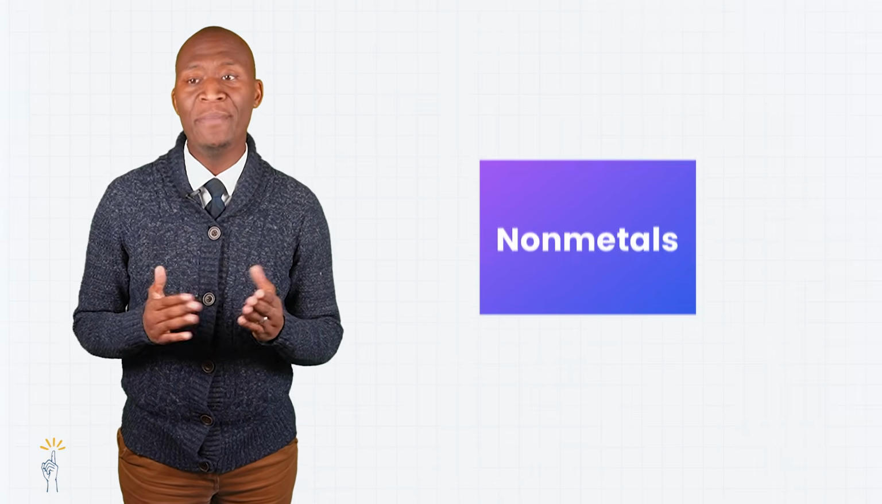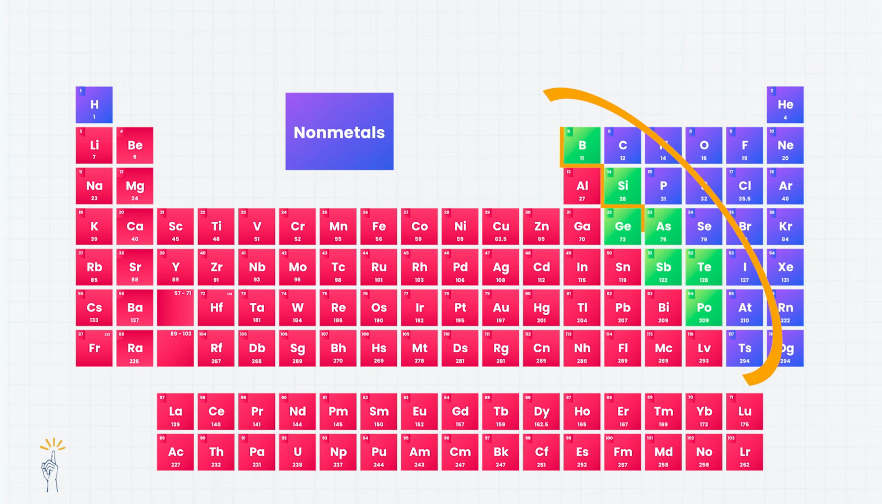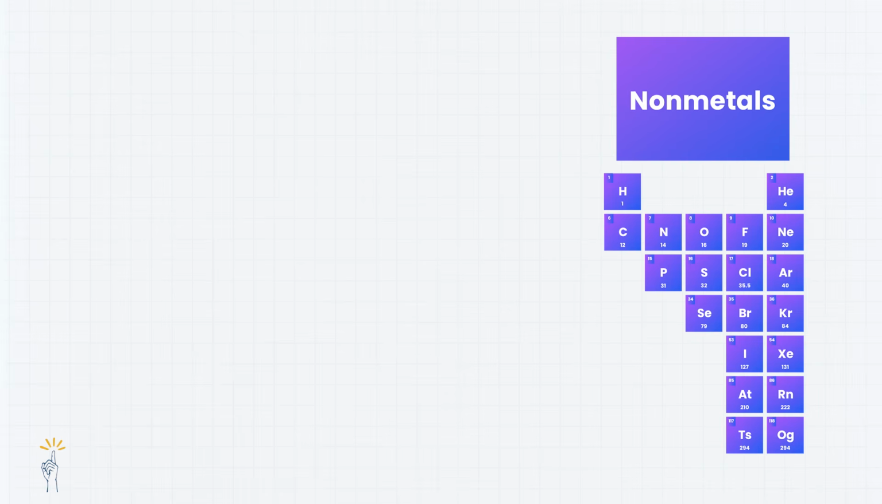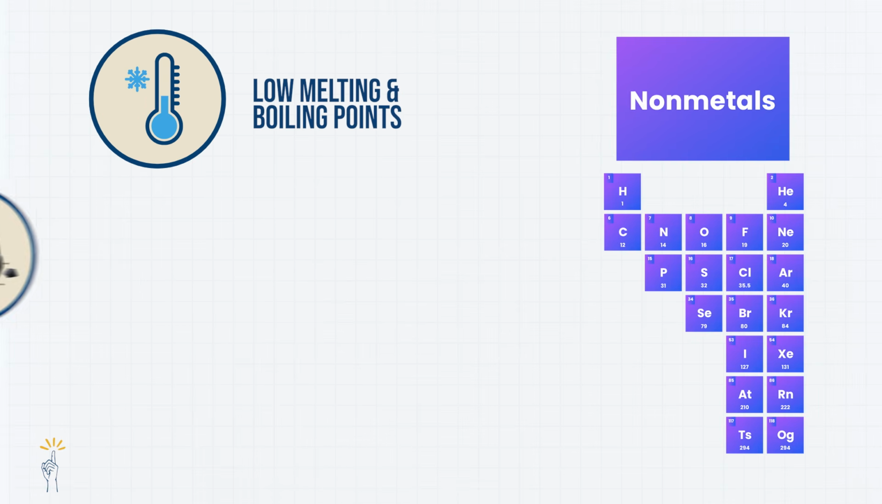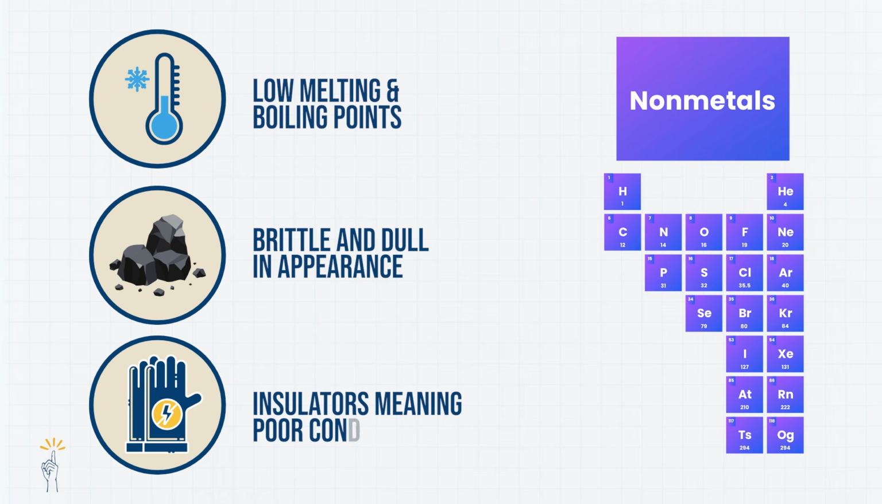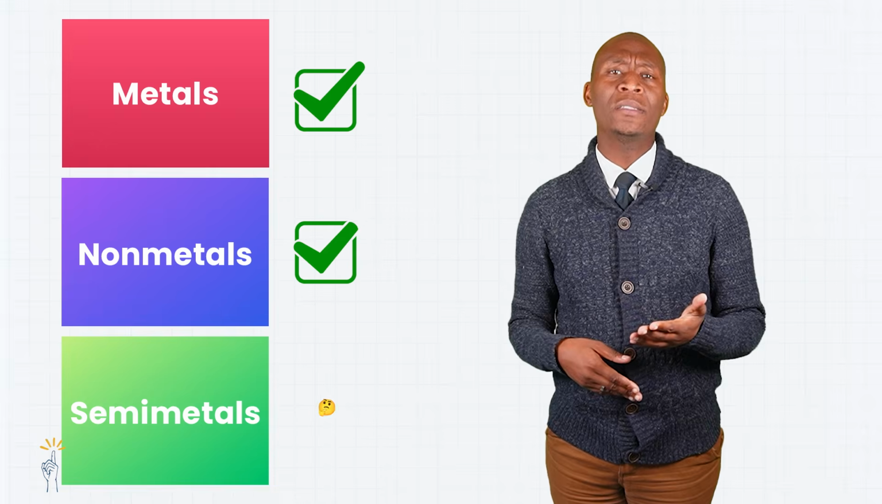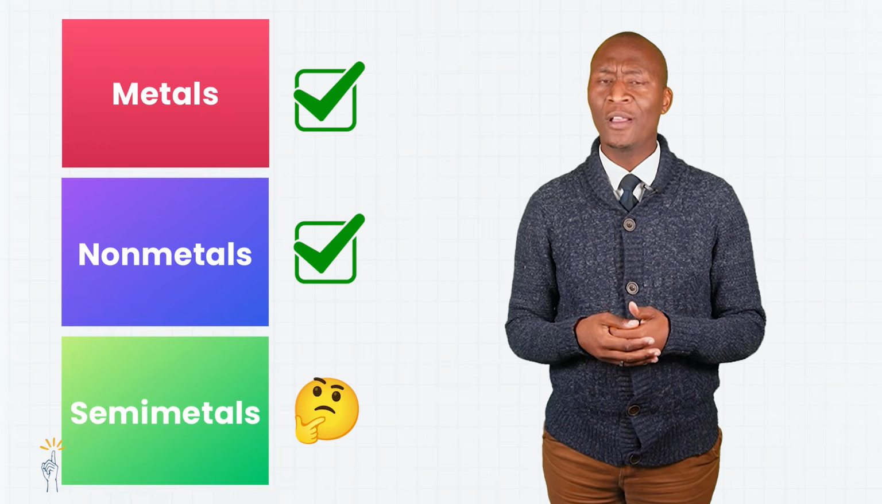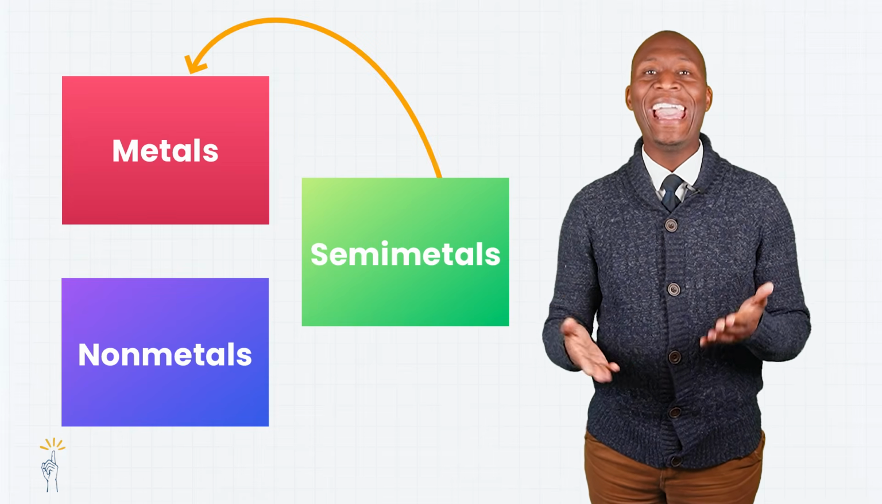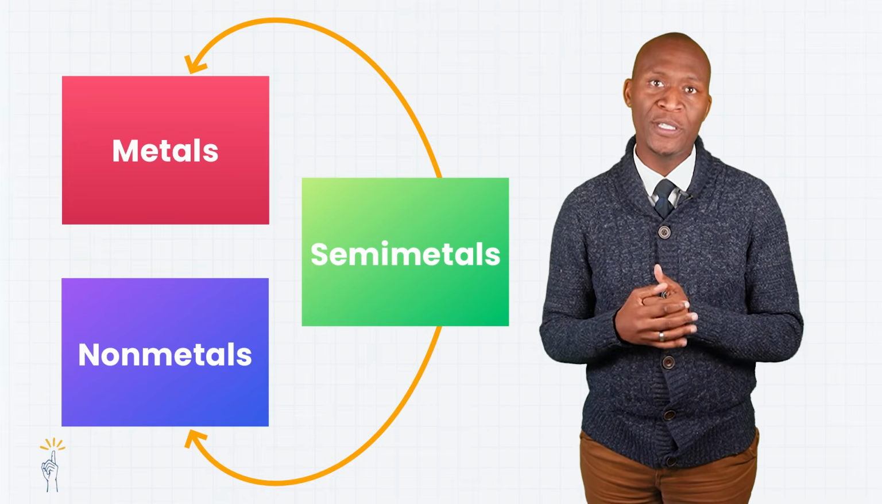Now, let's have a look at some of the properties of nonmetals. Nonmetals are found on the right side of the step line, and they have low melting and boiling points. They are brittle and dull in appearance. Good nonmetals are insulators, meaning poor conductors of heat and electricity. So grade 8s, a lot of you are probably wondering what happened to semi-metals? Well, it's important to note that semi-metals are both metallic and non-metallic when we look at their properties.